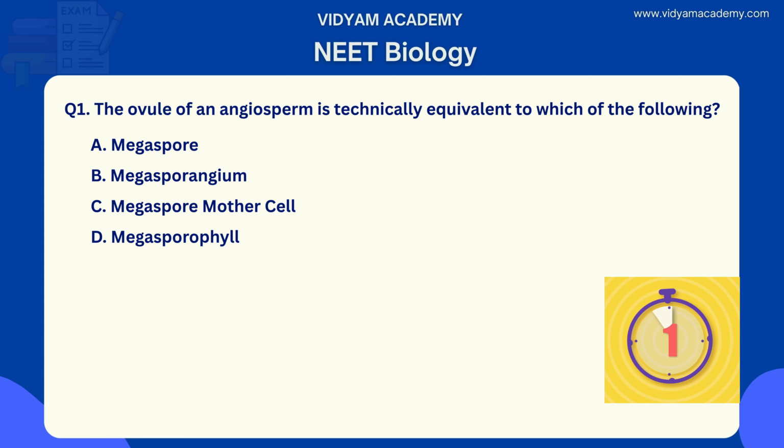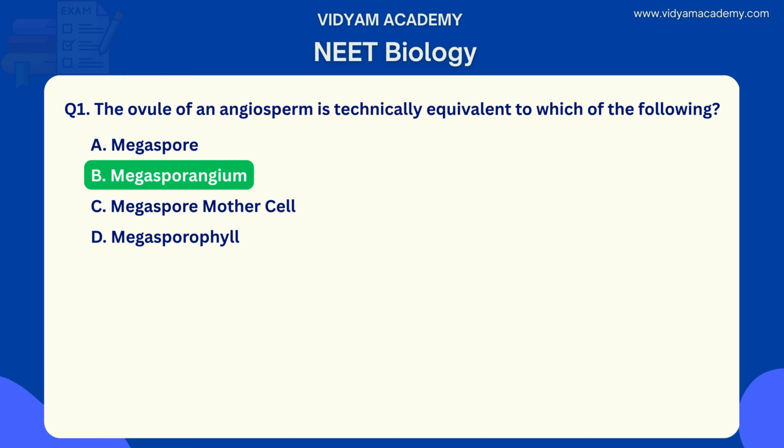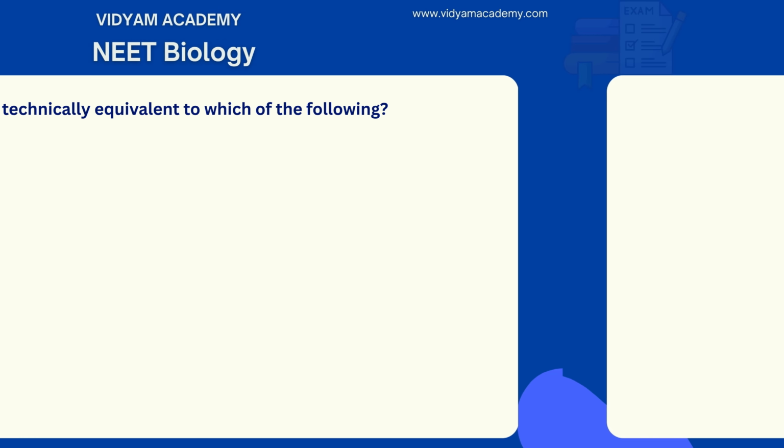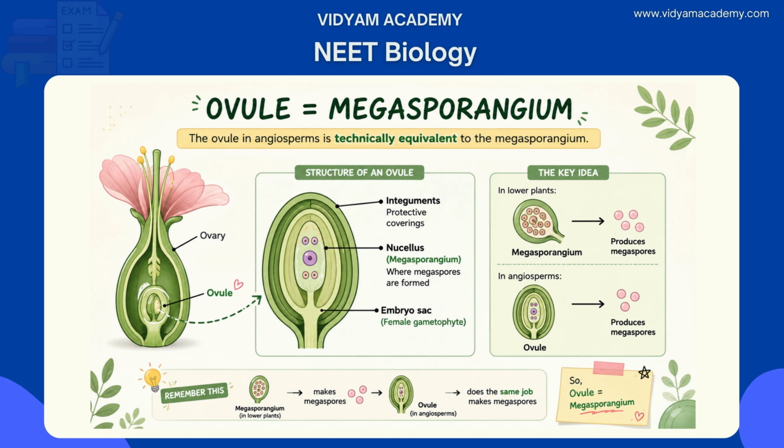Yes, the correct answer is option B, megasporangium. What is the explanation? Why it's correct? How it's correct? Let's see. The ovule is the structure inside the ovary that contains the megasporangium, nucellus, integuments and the embryo sac. Just like a megasporangium in lower plants produces megaspores, the ovule in angiosperms does the same job. So technically the ovule is megasporangium. The megaspore is produced inside the ovule, not equivalent to it. That's the answer for the question.